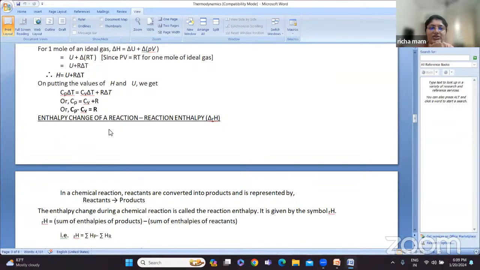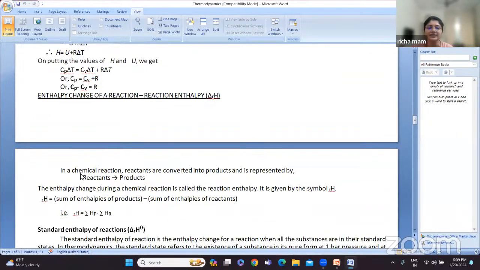So enthalpy change of a reaction, that is the enthalpy of reaction. Fine. So in a chemical reaction, reactants are converted into products and it is represented by this equation: delta r H is equal to summation of H of products minus summation of H of reactants. Okay, so these are the things which you need to remember.